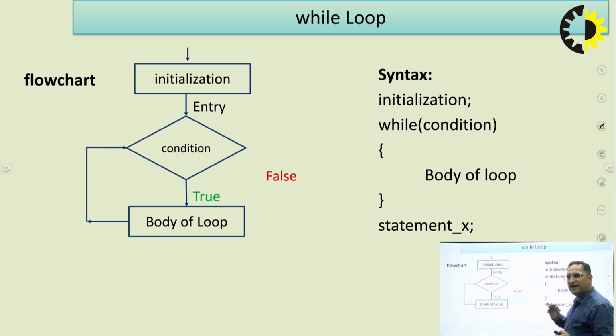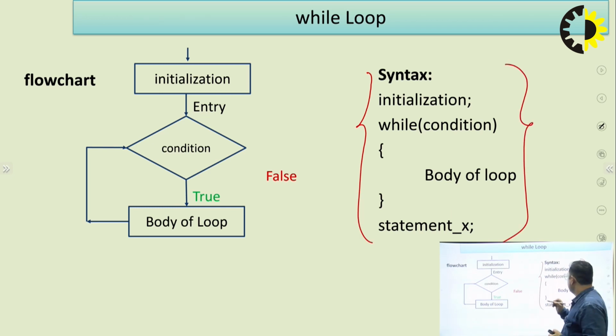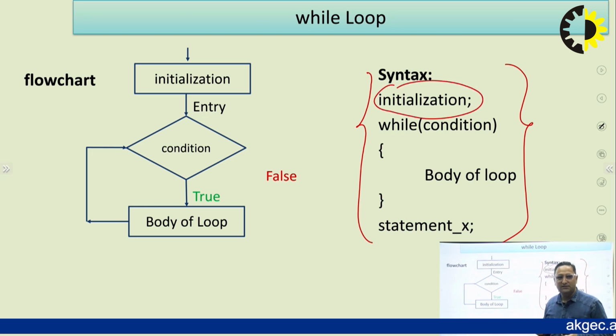Syntax. For everything in programming, this is the concept which needs to be understood very thoroughly: what the syntax is and how the code flow works. In the case of the while loop, the first thing done is the initialization, the variable which you want to use within the loop. You have to initialize this first. So step 1 is the initialization.